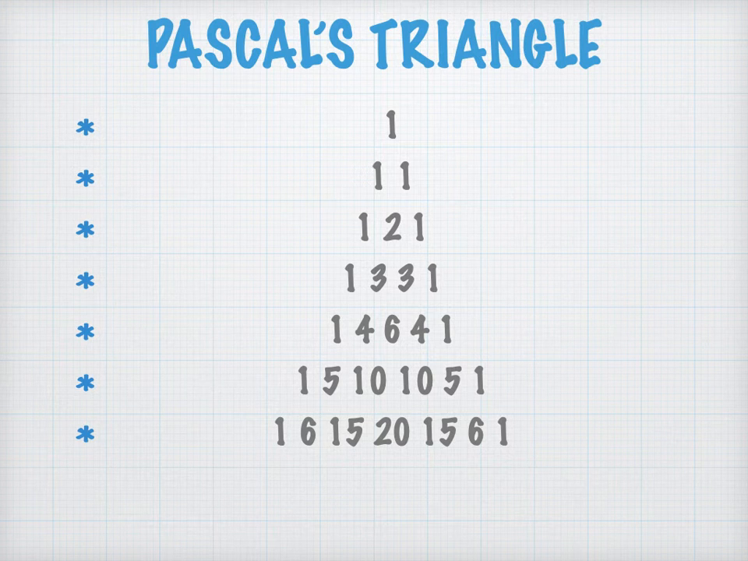1 and 4 is 5, 4 and 6 is 10, 6 and 4 is 10, 4 and 1 is 5. 1 and 5 is 6, 5 and 10 is 15, 10 and 10 is 20, 10 and 5 is 15, 5 and 1 is 6. So that makes Pascal's triangle. You could keep on doing that forever. Okay, you're not going to have to do it forever, but you can.